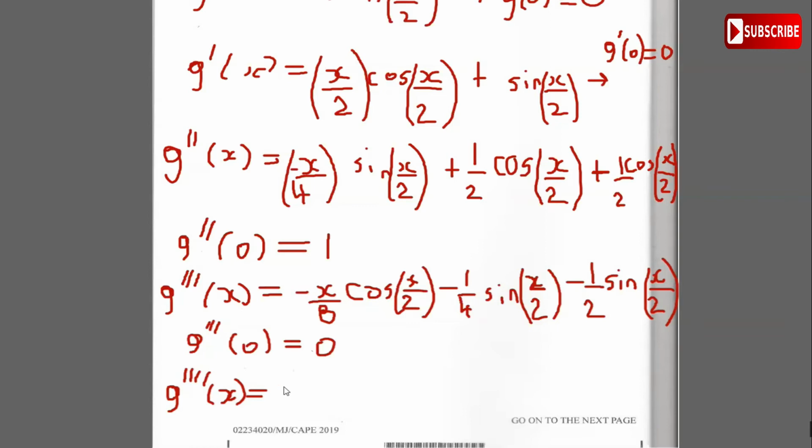you keep the first times the derivative of the second. When you differentiate cos, you're going to get minus sine. And so minus and minus will become plus. This will just become x over 16 sine x over 2. Plus you keep the second times the derivative of the first. When you keep the second, it's cos x over 2 times the derivative of the first. That's minus 1 over 8 cos x over 2.